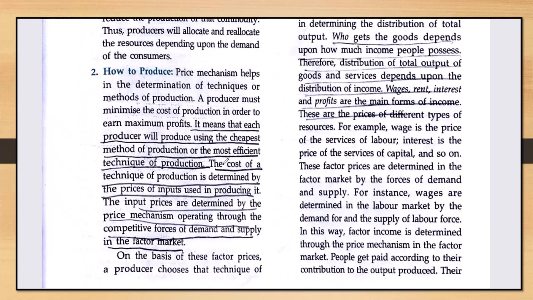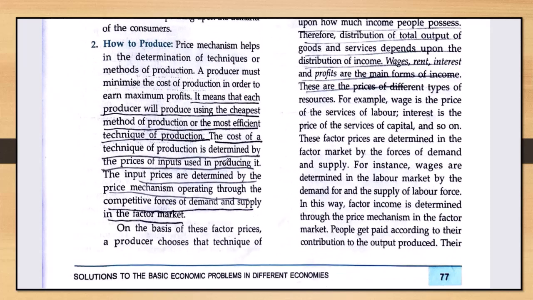The second is how to produce. That means which technology to implement, whether the capitalistic technology or the labor intensive technology. Through the price mechanism, in the capitalistic economy, producers will produce using the cheapest method of production or the most efficient technique of production, because in a capitalistic economy their target is profit maximization, to earn maximum profit.